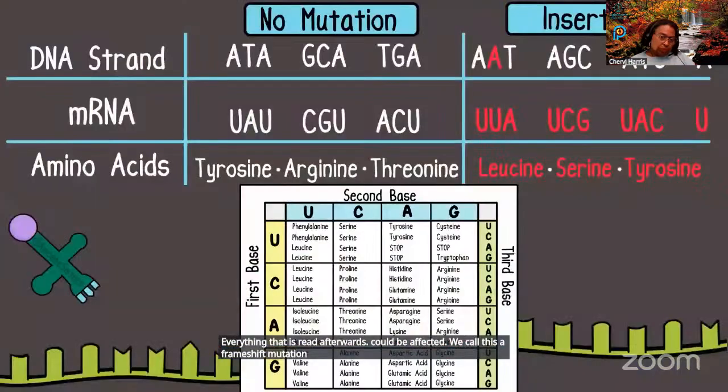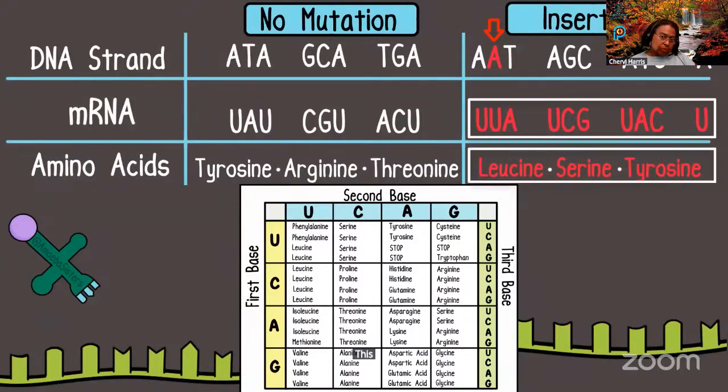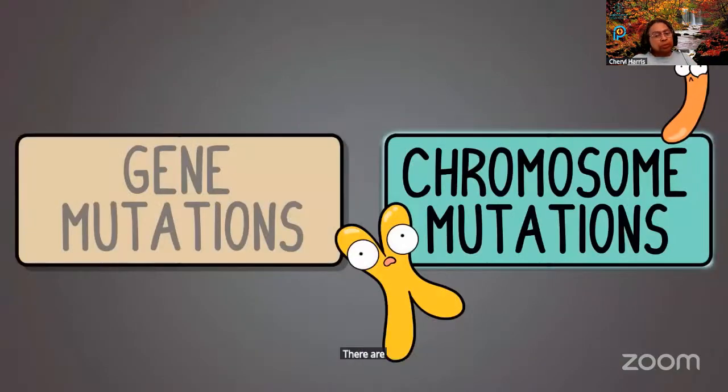If you look at this frameshift example here, where a single base has been inserted, you can see how the following codons, which have 3 bases each, are now all affected as the reading frame has been shifted. This example shows how it can lead to many amino acid changes. There are also chromosomal mutations.